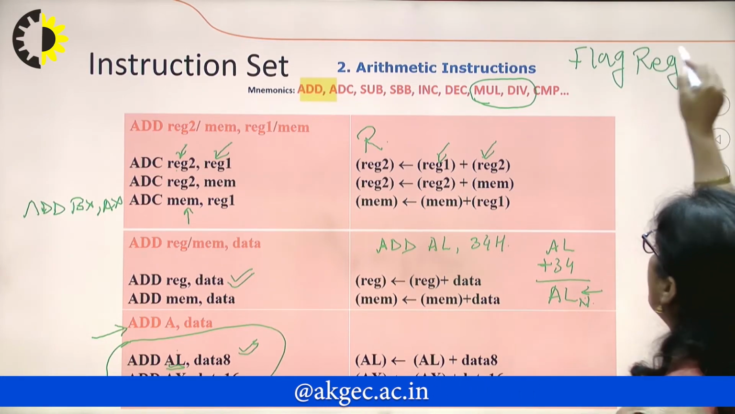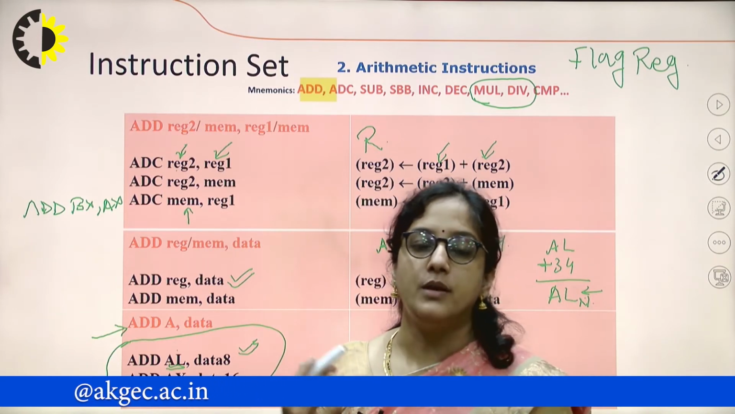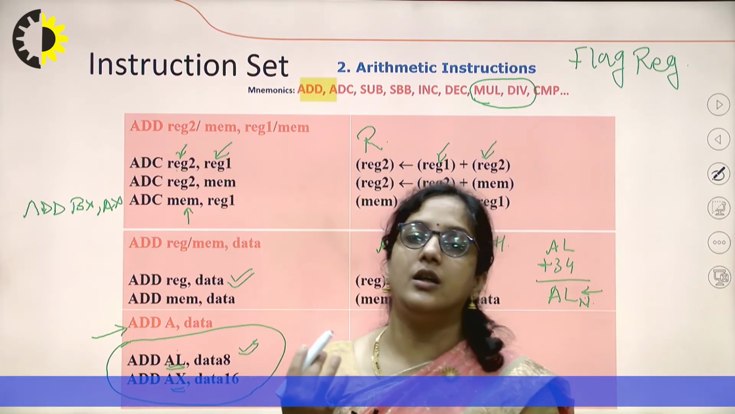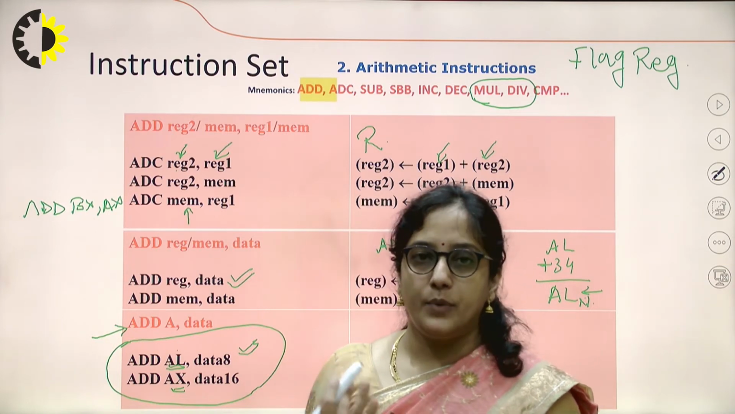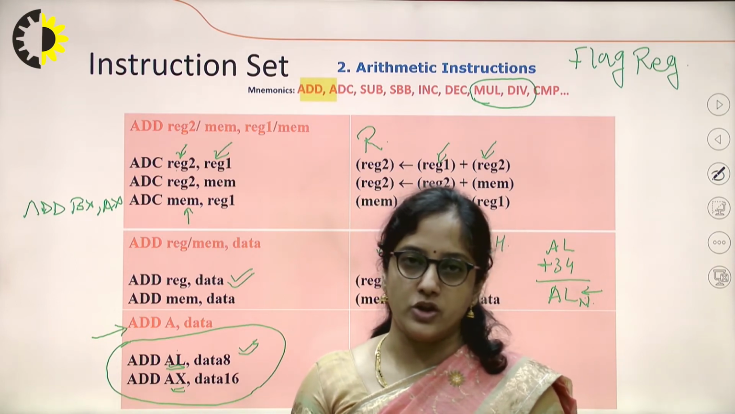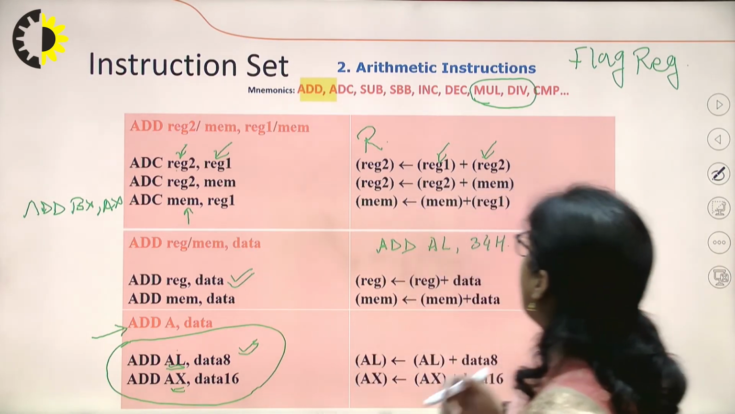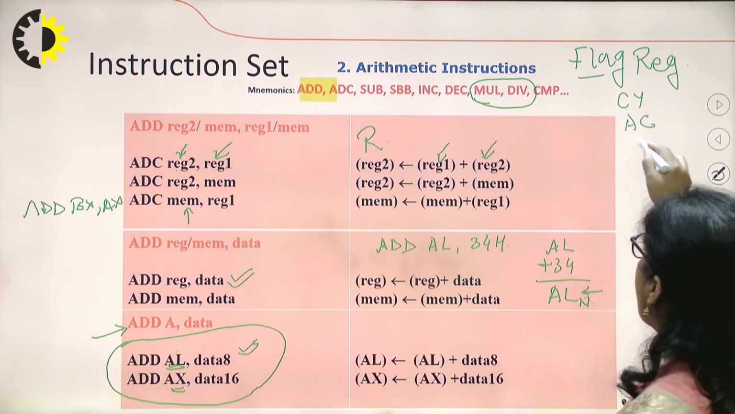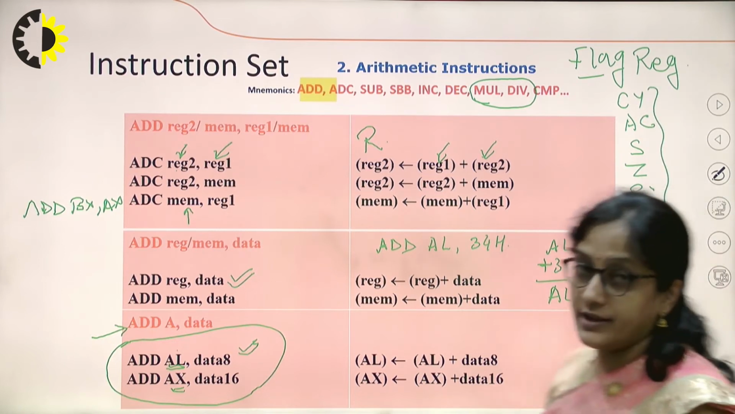Okay, before this, in the data transfer instructions, whatever instructions push, pop, move, exchange we have studied, the content of the flag register is not modified because those are only copying instructions, transferring data from one location to another. But when we are performing an arithmetic instruction, then the content of the flag register like carry, auxiliary carry, sign, zero, parity, all these flags get affected.